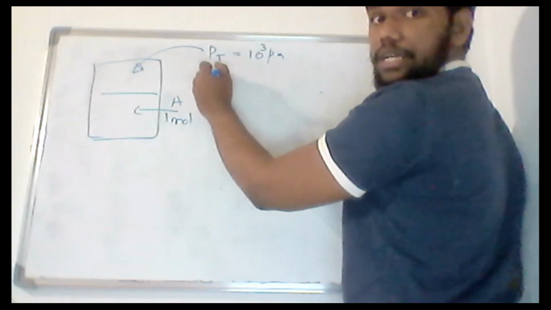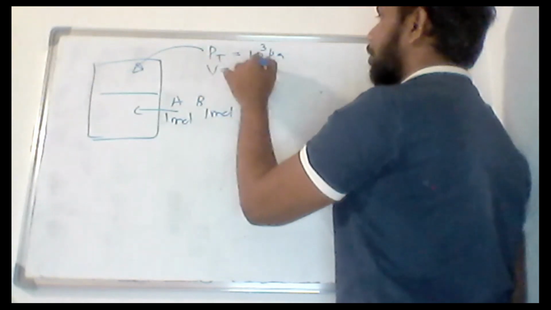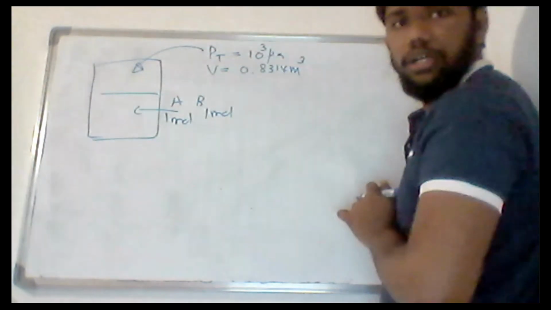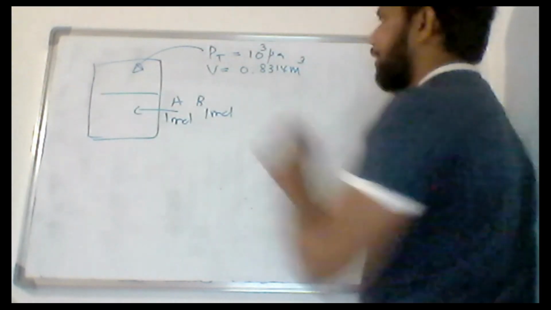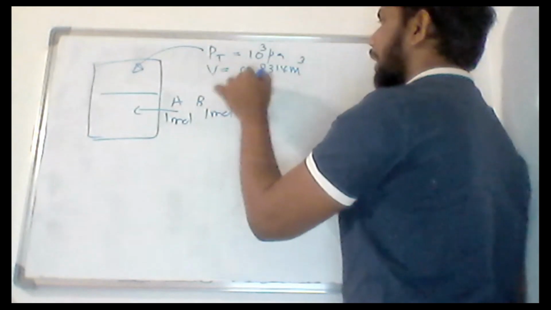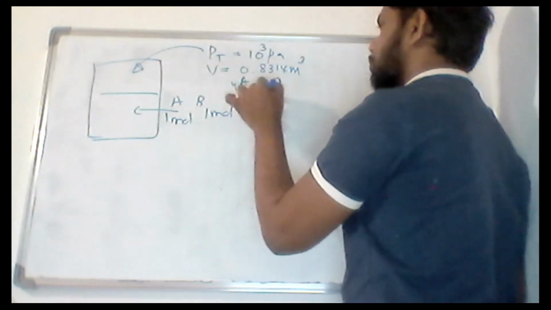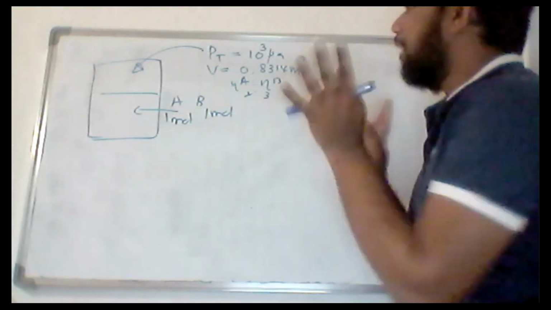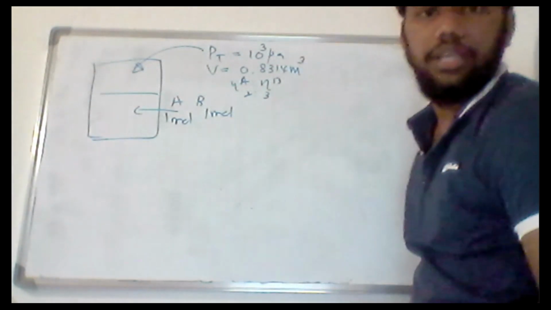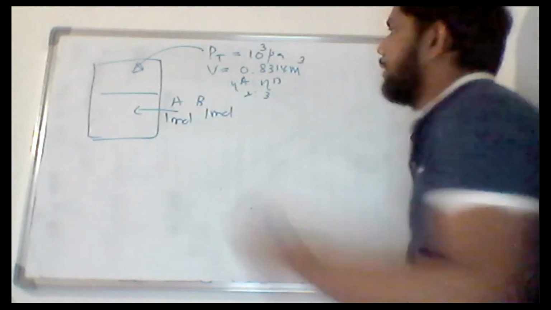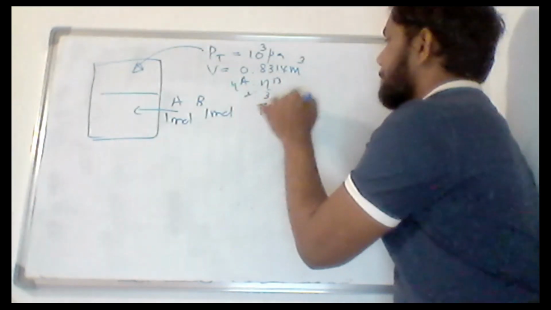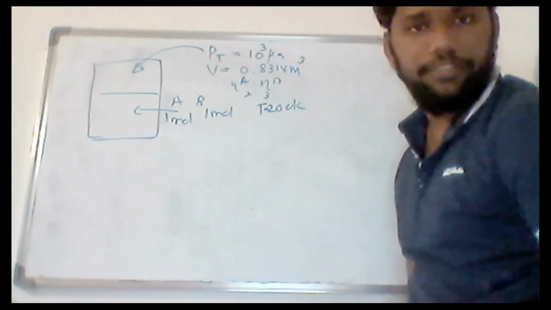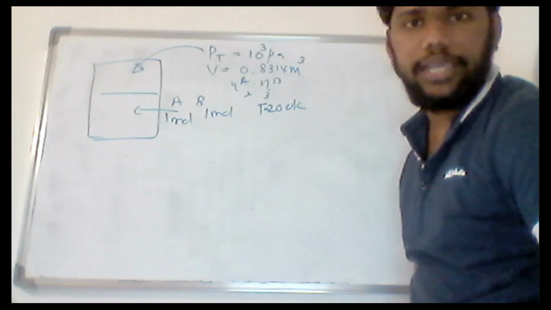And they have given the volume. It is 0.8314 m cube. And they have given the molar ratio between A and B. So Na to Nb is 2:3. So these are the details that they have given. And the temperature is given as 200 Kelvin.